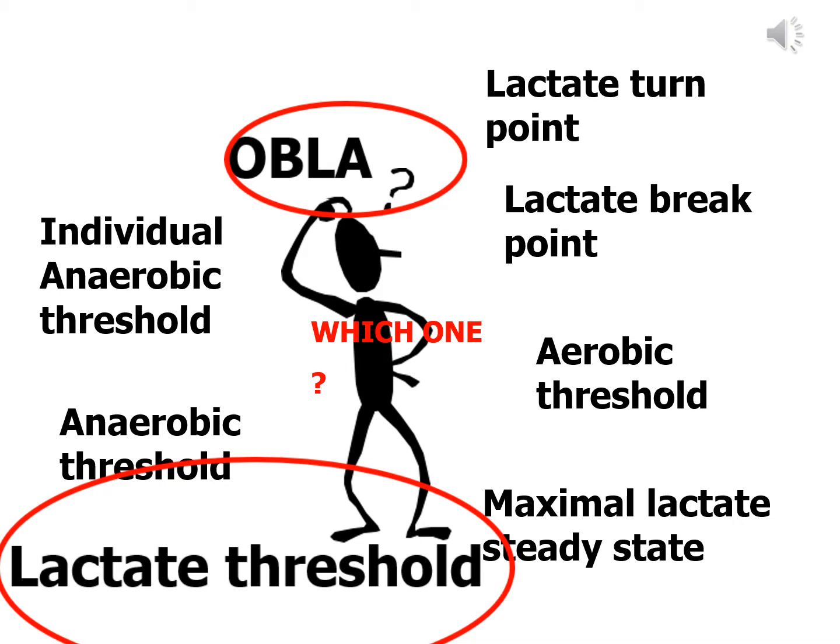There are a lot of different terms that you see floating around in relation to lactate thresholds and lactate training, such as the lactate turning point, the lactate break point, the aerobic threshold, maximal lactate steady state, OBLA, individual anaerobic threshold, and the lactate threshold. The two that we'll be using are OBLA, the onset of blood lactate accumulation, and lactate threshold. But just be aware that if you see any of these other terms in research or in textbooks, for the most part, they are referring to one of these two terms as well.